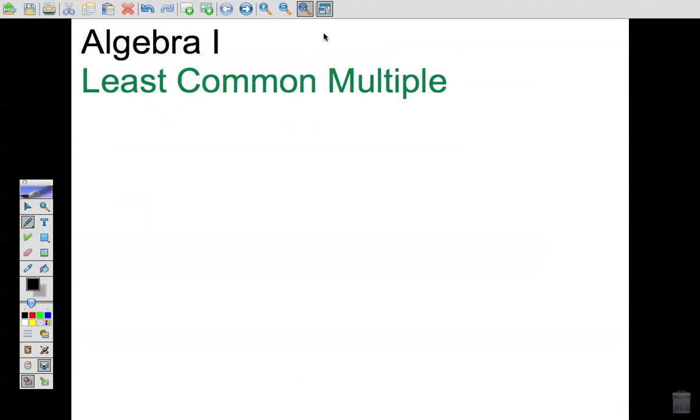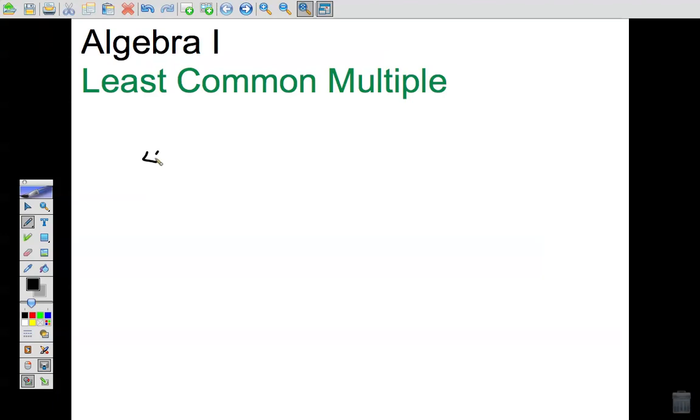All right, least common multiple. This is a little different than greatest common factor. They're pretty closely related, but let's talk about how they are different. First of all, just a simple example of what multiples are and factors are.